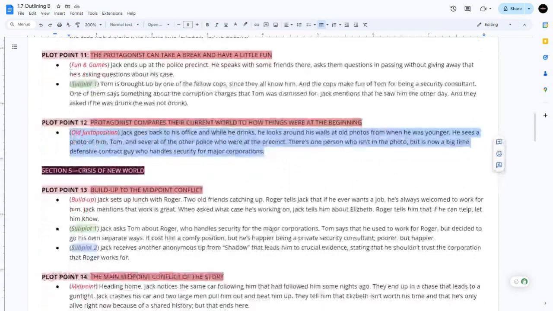Old juxtaposition. So Jack goes back to his office, which we didn't really have him going back to a lot in the original, but now we get to explore his office. And while there, he drinks. He looks around his walls because he's thinking about Tom and the old days because of the precinct in plot point 11. He's looking at old photos from when he was younger. He sees a photo of him, Tom, and several other police who were at the precinct. There's one person who isn't in the photo, but is now a big-time defense contract guy who handles security for major corporations.